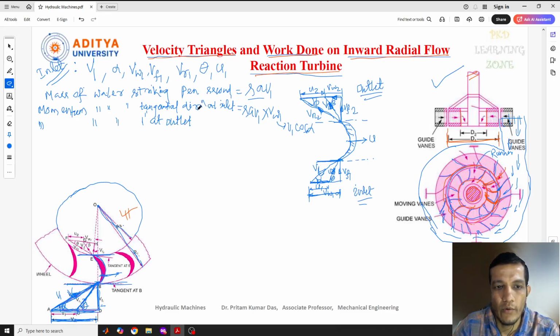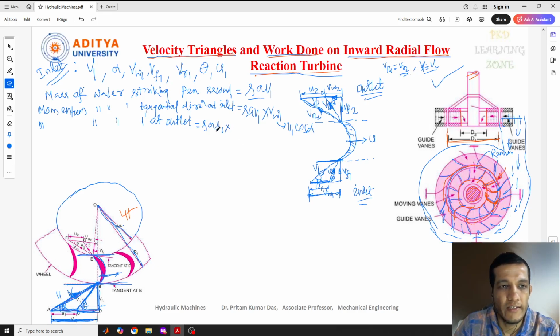I'll go through this briefly. I won't go into depth here because we have already discussed it previously. I'll give a hint on this. This will be rho A V1, and for the mass, we need to consider a few assumptions: VR1 will be equal to VR2, and V1 equal to V2. These are some assumptions we need to consider.